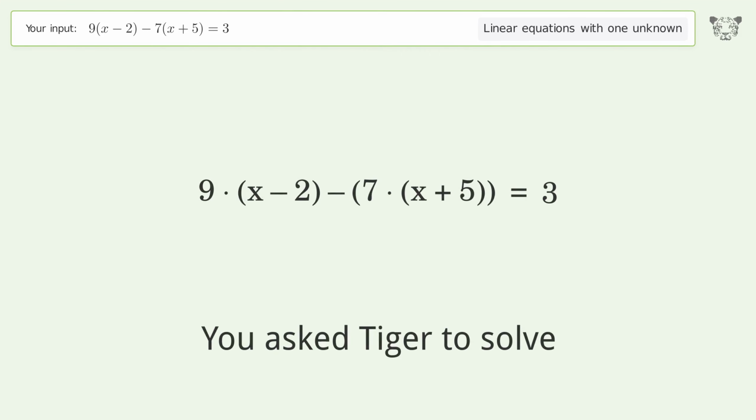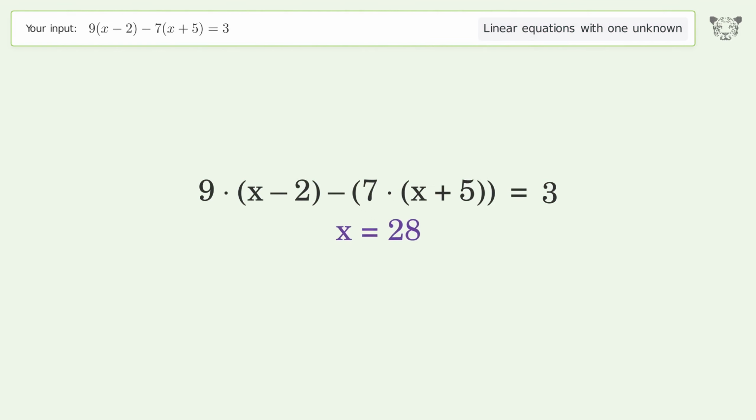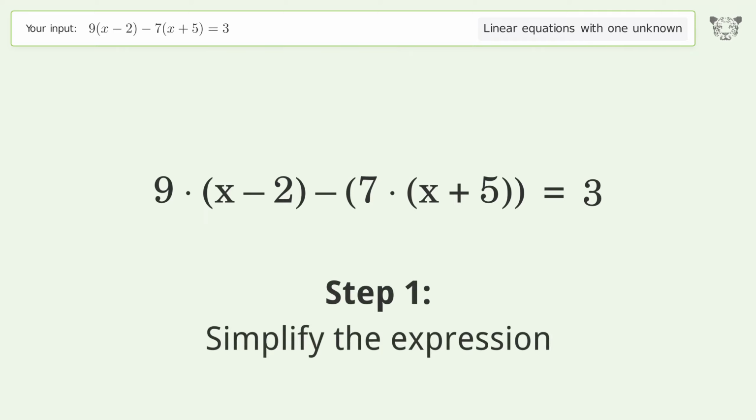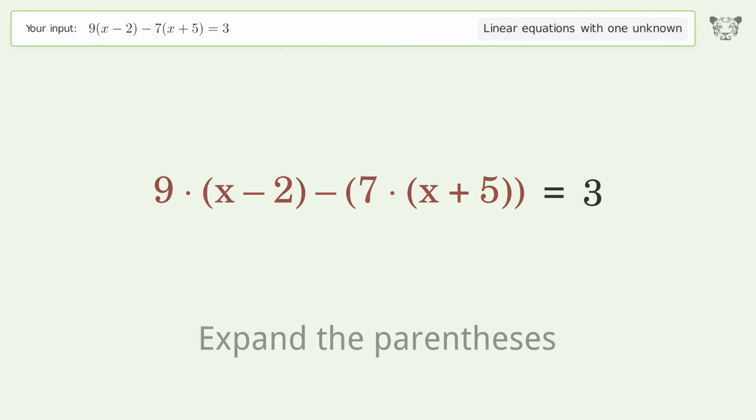You ask Tiger to solve this. This deals with linear equations with one unknown. The final result is x equals 28. Let's solve it step by step. Simplify the expression. Expand the parentheses.